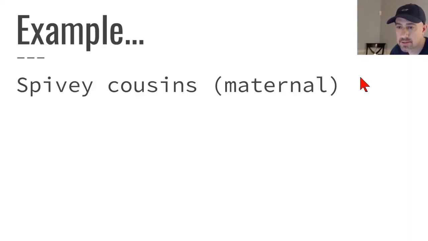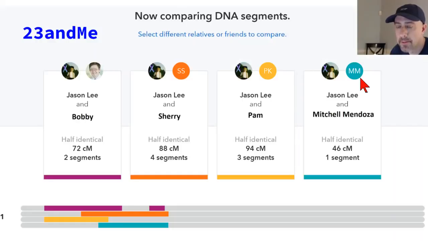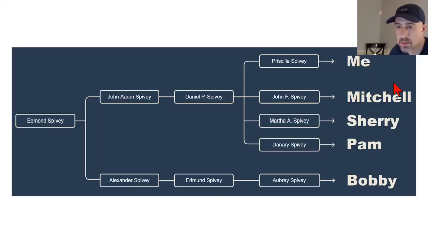And this is an example that comes from my Spivey cousins, and those are maternal cousins. So here you see a chromosome browser comparison from 23andMe where I'm being compared with 4 cousins, and all of us share DNA on a specific portion of chromosome 1. So we all share DNA there as confirmed by multiple comparisons, and you can see a visual representation here.